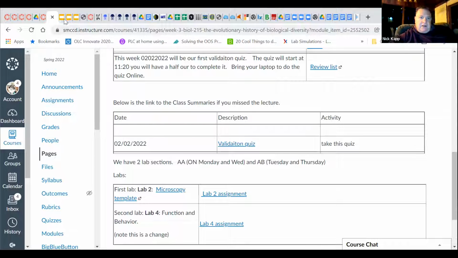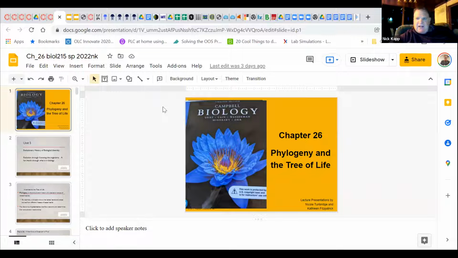So to go on to it, really quick, and I only have 15 minutes to go over basically what I would normally lecture in 3 hours. In chapter number 26, we're looking at what we call phylogeny, the tree of life, and how things are related to one another.